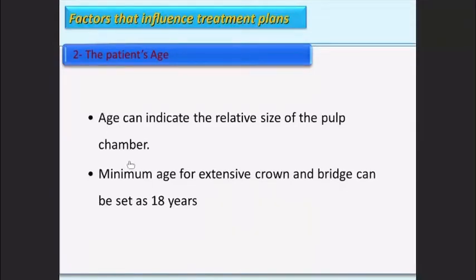And one more example is that the minimum age for extensive crown and bridge can be set as 18 years. See, in crown and bridge, what you do is usually reduce the enamel thickness, you know, crown cutting around the tooth. Suppose you have not done endodontic treatment, and if you do it below 18 years for a molar, what happens is the pulp horns are very high. The chances of getting the pulp exposed will be very high. So they say the minimum age for extensive crown and bridge can be set as 18 years.